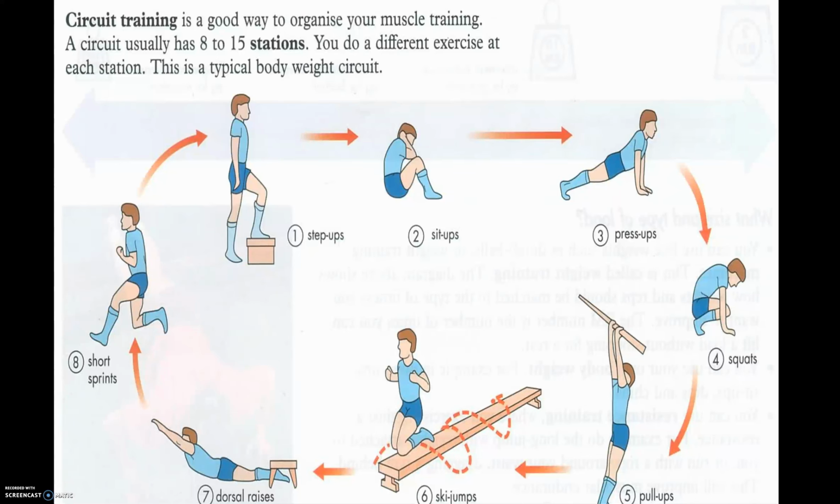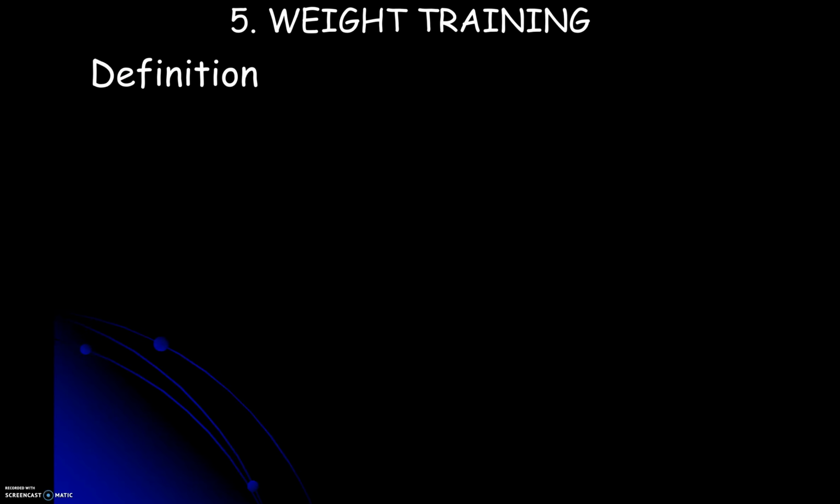So here we can see basic circuit training where we might start with step ups and say 60 seconds each with 45 seconds rest. The rest allows us to move from point to point. So we might do 60 seconds step ups, 60 seconds sit ups, 60 seconds press ups, 60 seconds squats, pull ups, ski jumps, etc. So we can see how we can target anything we want there. This looks at body resistance, for example.